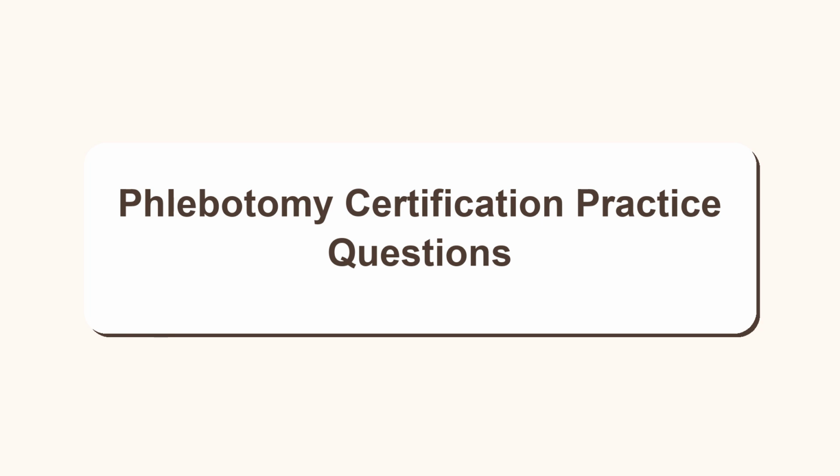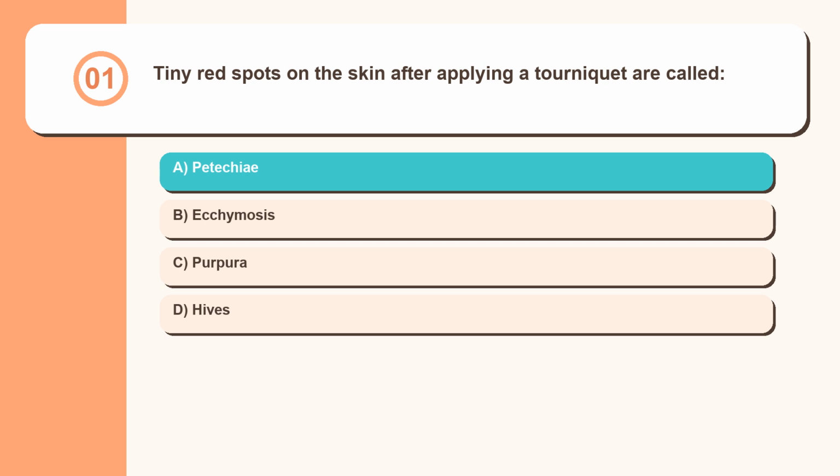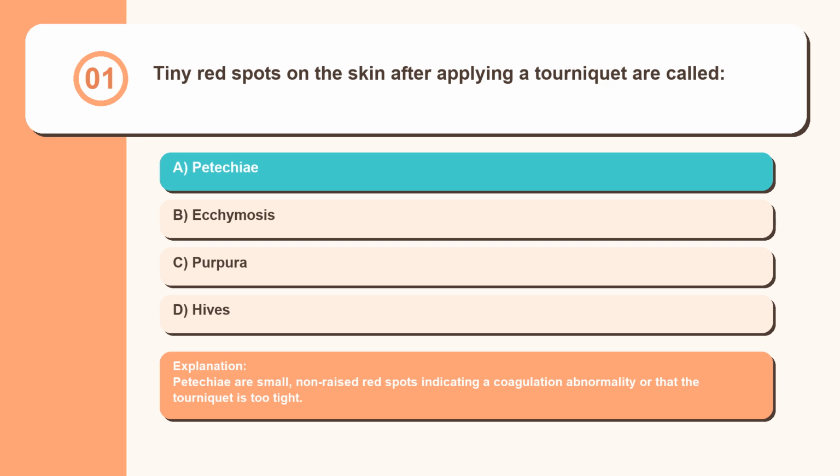Phlebotomy certification practice questions. Question 1. Tiny red spots on the skin after applying a tourniquet are called petechiae, ecchymosis, purpura, hives. Petechiae are small, non-raised red spots indicating a coagulation abnormality or that the tourniquet is too tight.